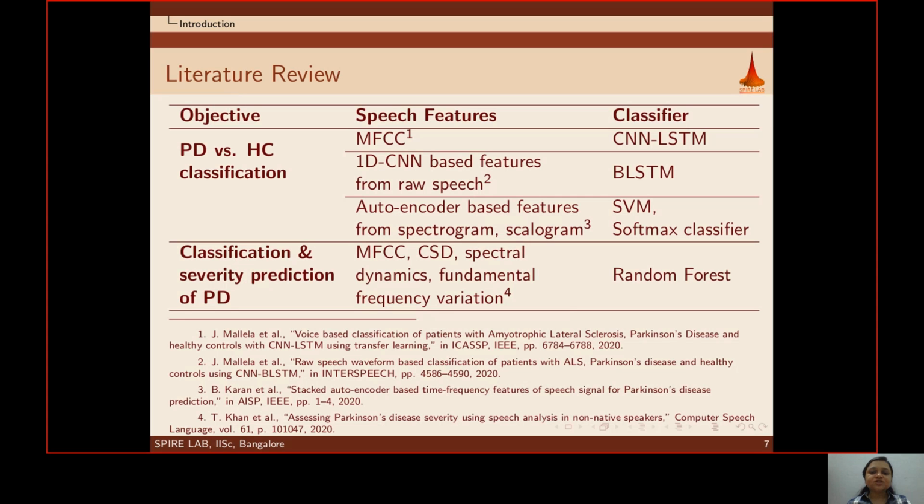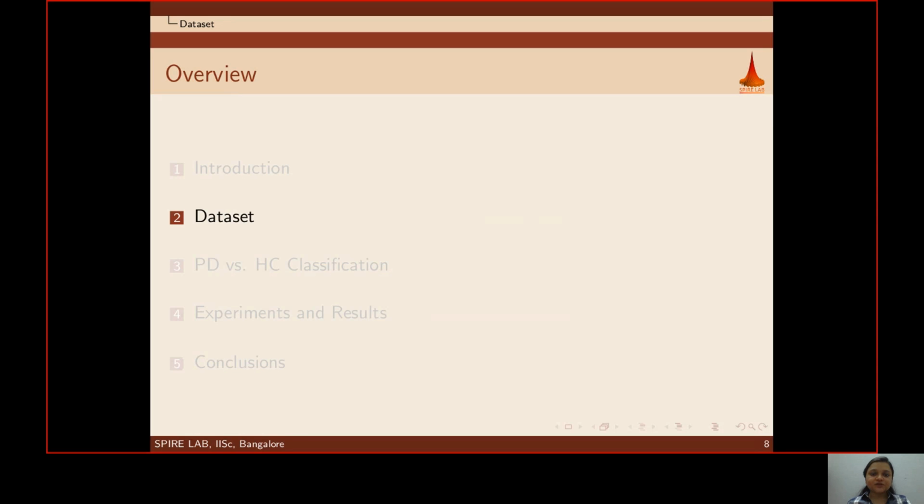But all these explored feature sets capture information about source and vocal tract components of speech in a combined fashion. No works exist today that explicitly study the source and vocal tract components in the context of PD versus HC classification. We aim to perform that explicit exploration. Now, before moving into the details of this work, let us first look at the dataset.